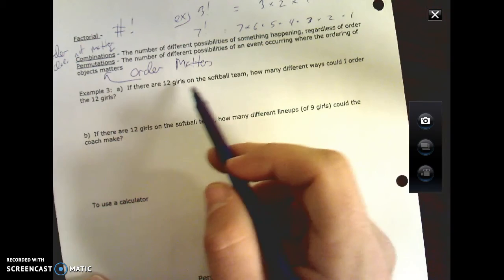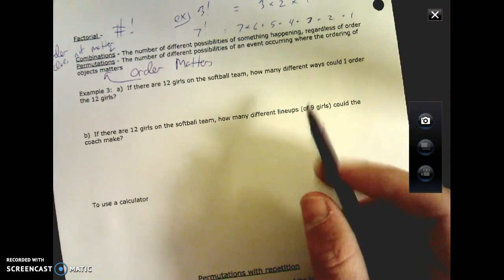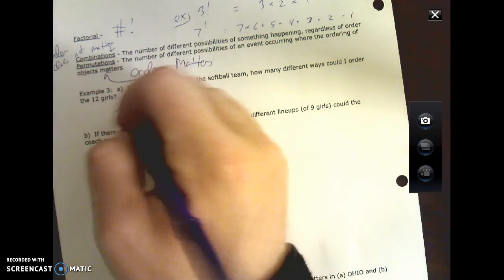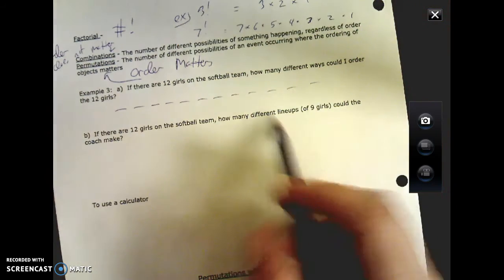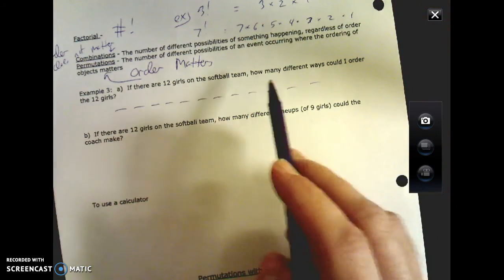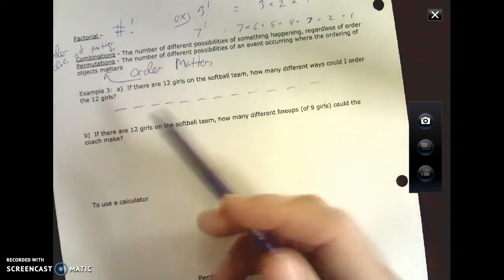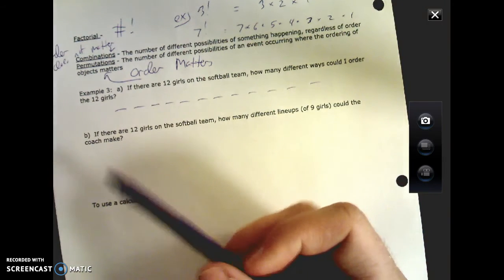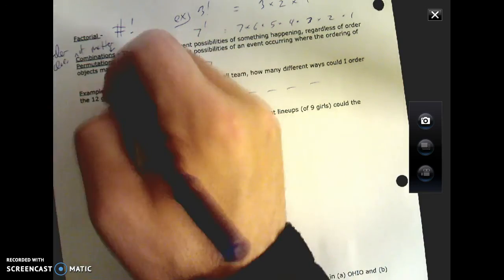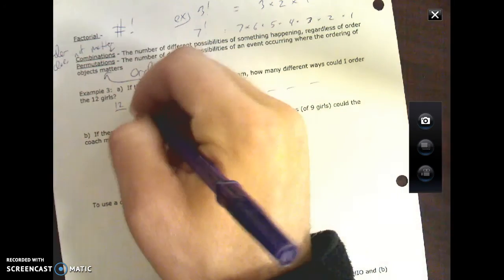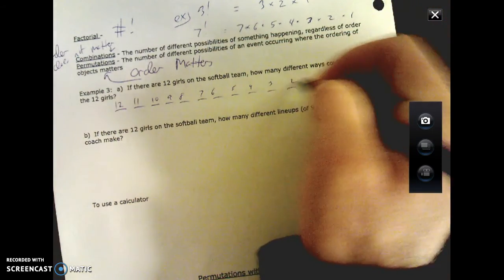If there are 12 girls in the softball team, how many different ways could I order the 12 girls? Okay. So in terms of what we could do here, you have 12 spots. Now, it's not talking about batting order. Batting order would probably be important, but in this case it's just saying how many different ways can you order them, so it doesn't matter what order is. So for this one, I'm going to start off with 12 girls for the first spot, followed by 11, followed by 10, 9, 8, 7, 6, 5, 4, 3, 2, 1.